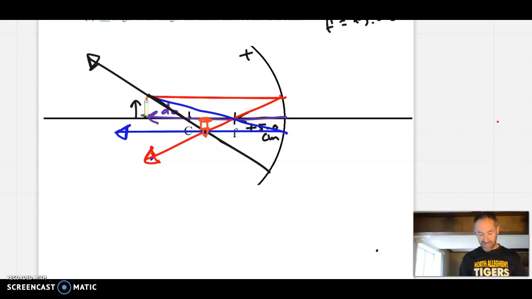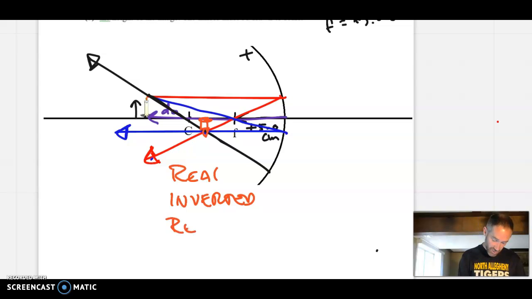This time, for the first time, I have a real image. It's real light that is crossing there. And in fact, you could put your hand or a piece of paper or something, and you could actually focus that image on that screen. So it's real light crossing. It is inverted this time. And for this one, you can see that the candle was much bigger. The actual candle is much bigger than the image. So I'm going to say that this one is reduced.